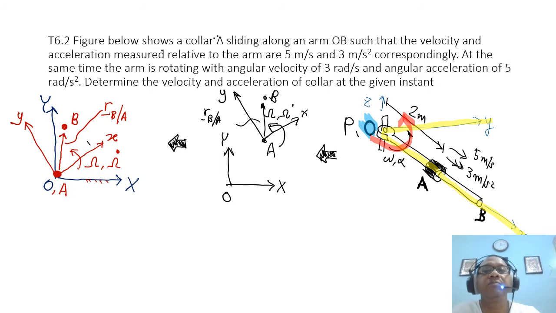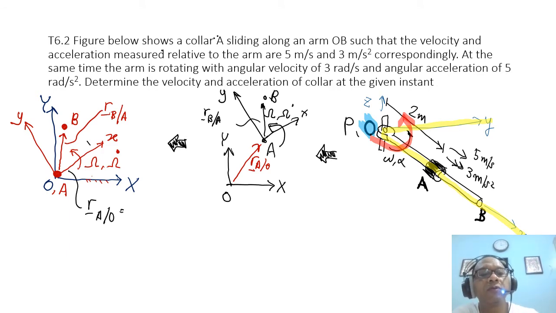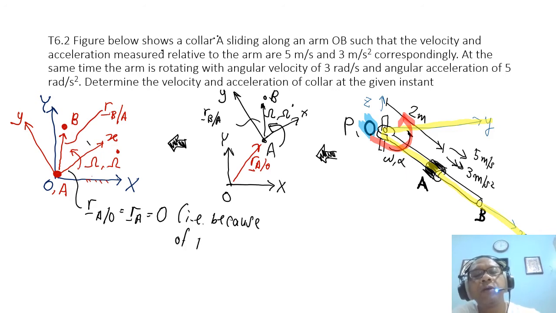So that means that in this case, position vector A relative to O equals 0, because points A and O are at the same place, at the same coordinate.